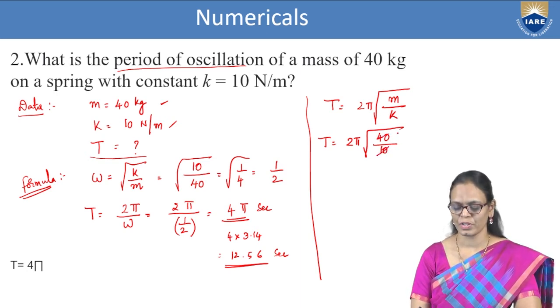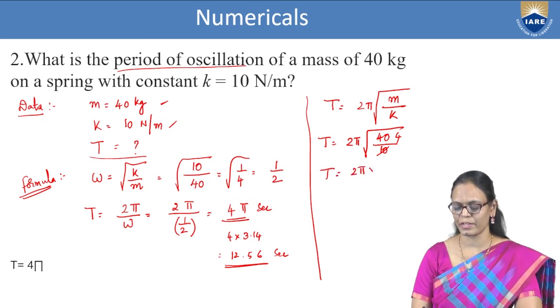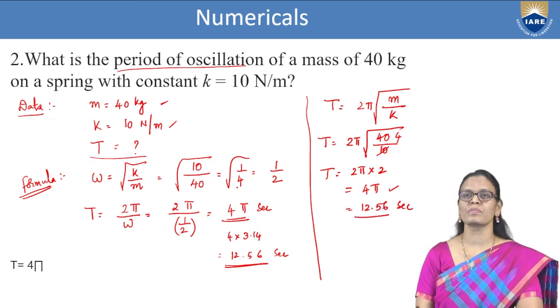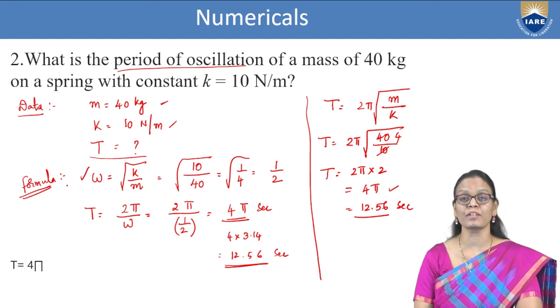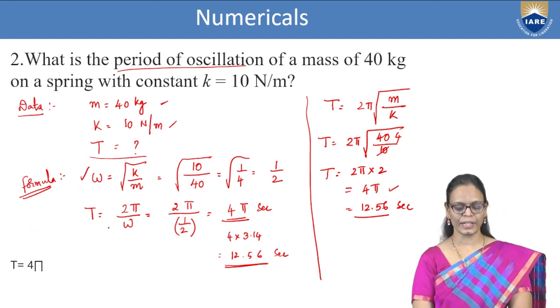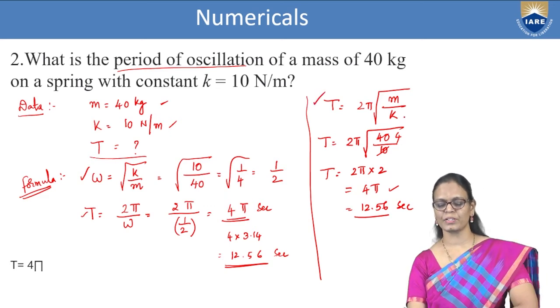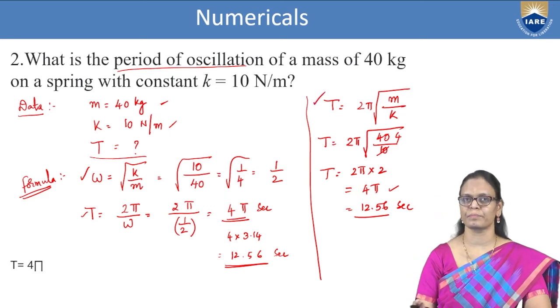So this will go 4 times. So under root 4 is 2. So 2 pi into 2. That gives us 4 pi. The same thing. So this is also 12.56 seconds. So you use any method. You start from the standard formula for omega and then get T. Otherwise, we can directly use the formula for T and write 2 pi under root M by K.